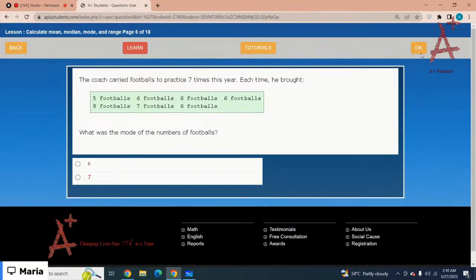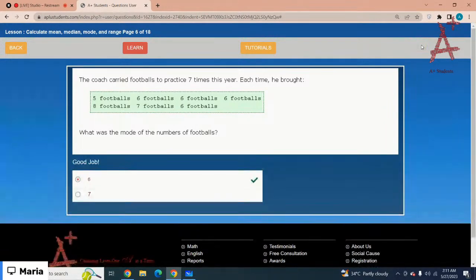So mode, which is the correct option? Mode is the number that appears the most in data. Which number appears most of the time? You have 5. 5 appears just once. Then you have 6. 6 appears 1, 2, 3, 4 times. Then you have 8 that appears once, and 7 appears once. So that means the correct option is 6. 6 is the number that appears the most of the time in the data. Got it? So 6 is the mode value.